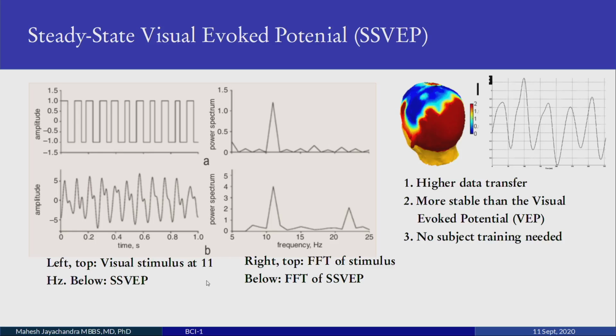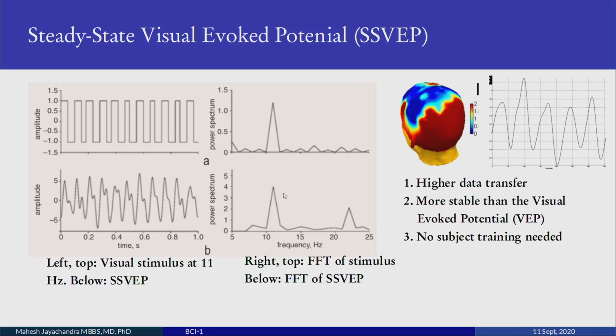So coming to the steady state visual evoked potential. We introduced it in the previous lecture. Here on the left on top is your forcing stimulus. You have a visual stimulus at 11 Hertz, and below is the SSVEP, which is also following it at around 11 Hertz. If you do the power spectrum of this stimulus, you have a peak at 11, and if you do a power spectrum of the response, you have a peak at 11. So we can use this peak for the SSVEP signal.